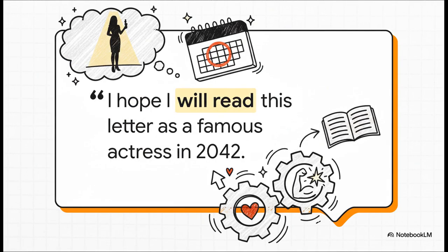And here's another great example. This is Pamela, who's 13. She says, I hope I will read this letter as a famous actress. This is just a brilliant way to show hope, right? She combines I hope with I will to talk about her huge ambition to be an actress. It's a prediction about herself, but it's full of her own personal desire. It's the perfect mix of the tools we just talked about.